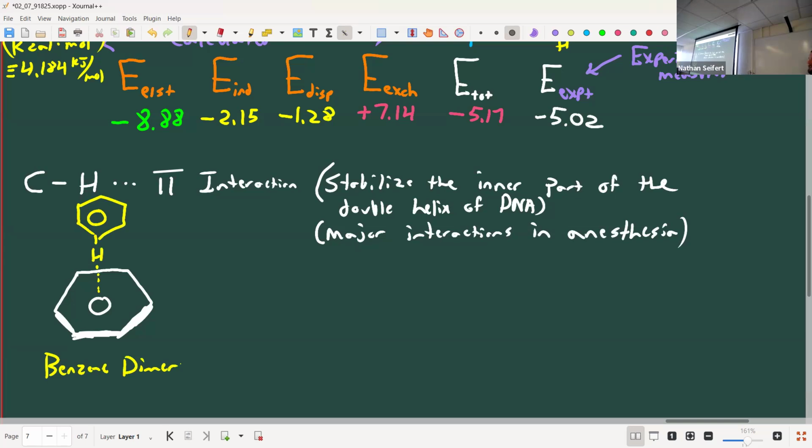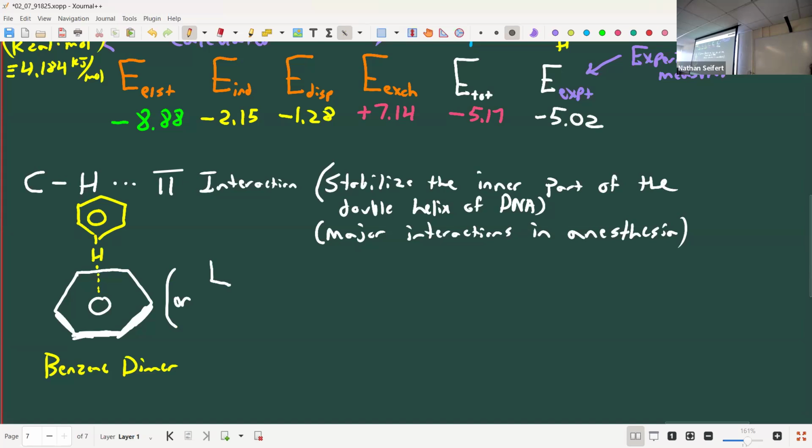In fact, there was a long discussion when I was in grad school of whether this was the most stable structure or not. There was a conflict because some calculations would suggest that, in fact, this was not the most stable structure, but the most stable structure was called the slipped.